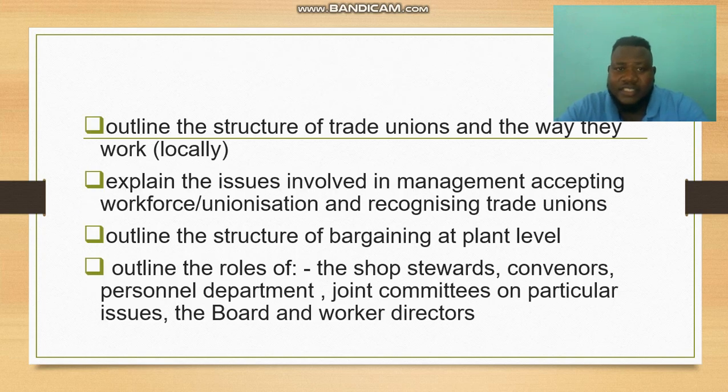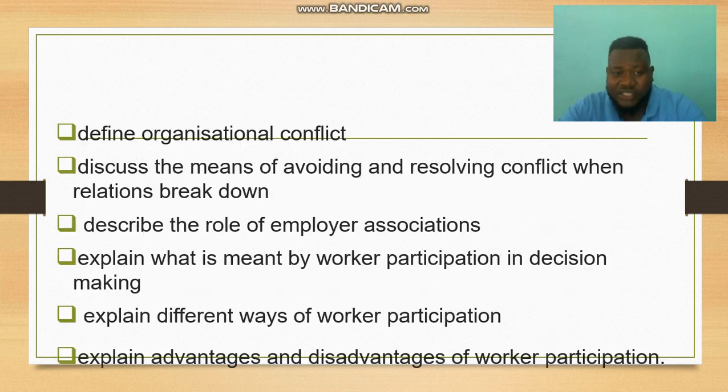And then outline the structure of the trade unions and the way they work locally, and then explain the issues involved in management accepting the workforce and recognizing trade unions, outline the bargaining at plant level, and then outline the roles of shop stewards, conveners, personnel department, joint committees on particular issues, and the board and workers' directors. So what roles do they play in an organization.